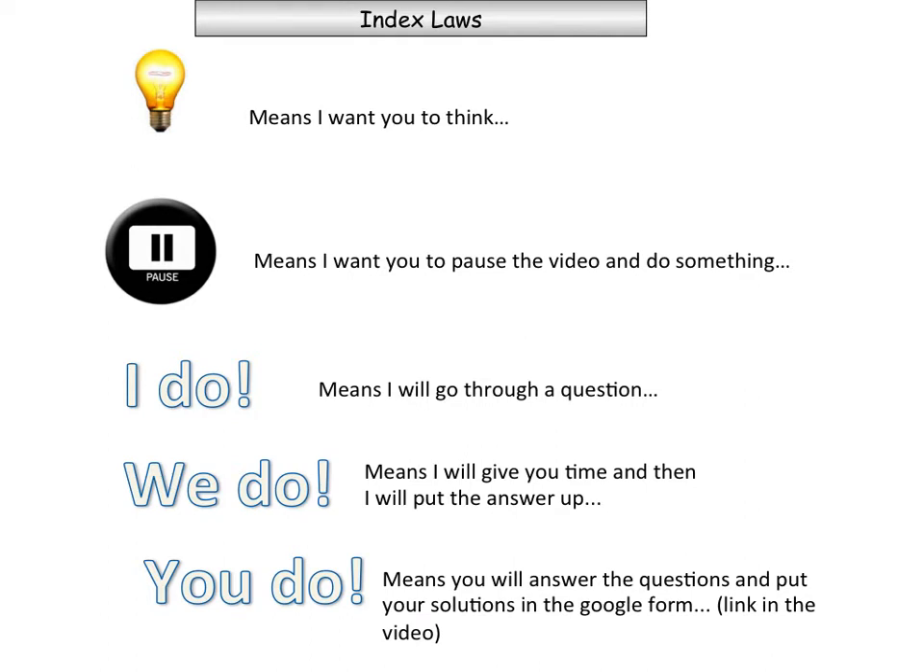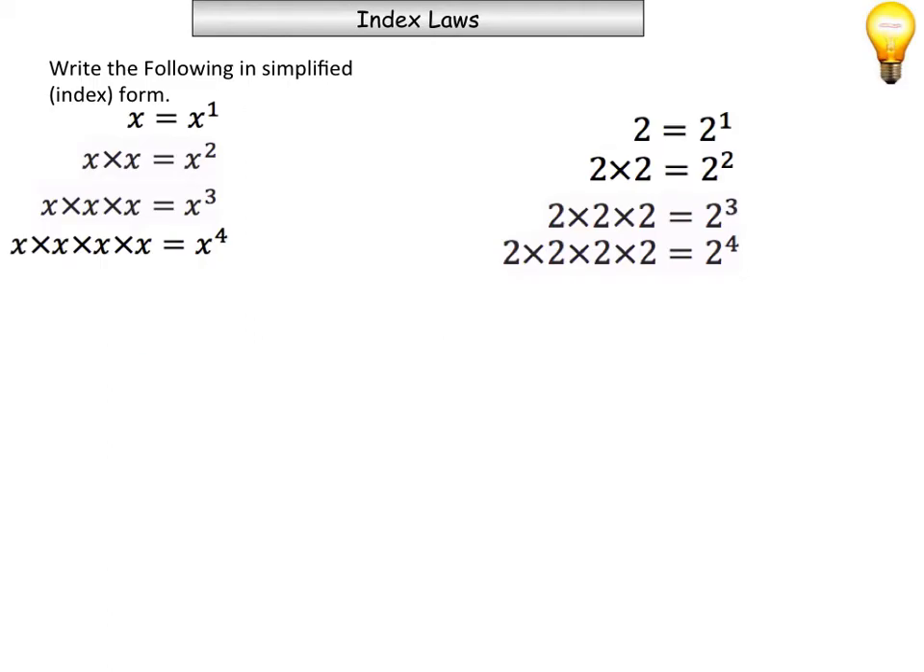This is a video for index laws multiplication. Before we start, it's really important that we make sure that we have a good understanding of exactly what an index form is. If you have a look at what I've got written down here, you can see that we've got x, and we know that x is just x to the power of 1. And that's the same over here with 2. That's just the same as 2 to the power of 1.